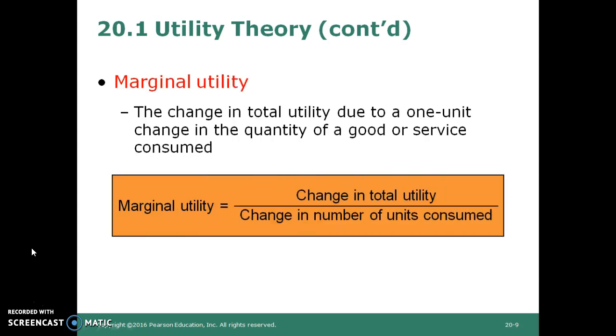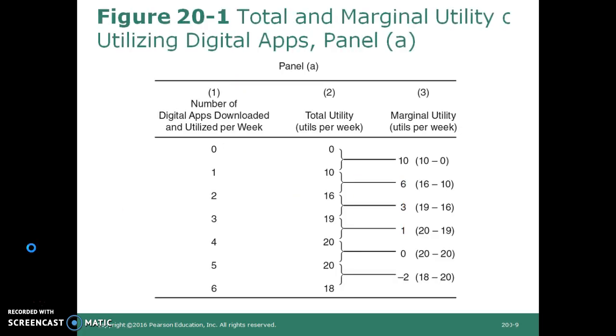We have a concept called marginal utility, and that's how decisions are made in our economy. Decisions are made on the margin. So marginal utility is where we're looking at the additional satisfaction from consuming a good or service.